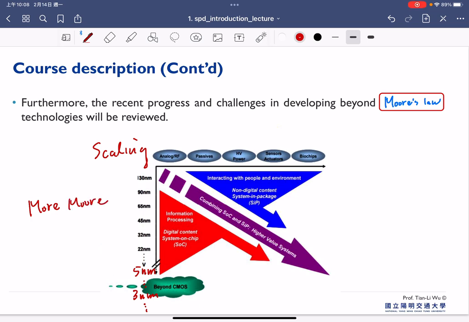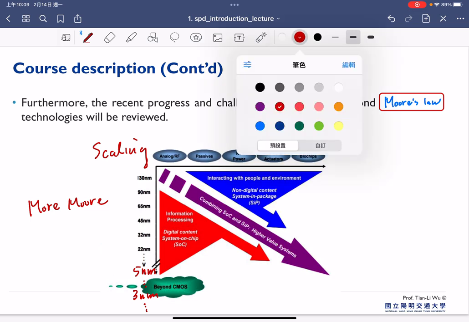The purpose of More Moore technology is to make our devices as small as possible. You hear in the news every day about whether Moore's law will be dead or not. However, there is a certain part of the technology that doesn't care about Moore's law. That's generally what we call More than Moore.